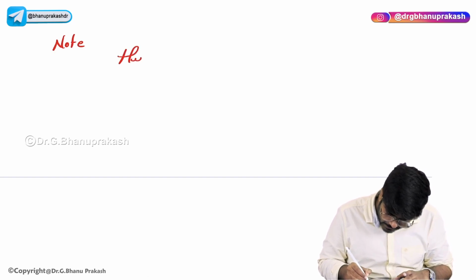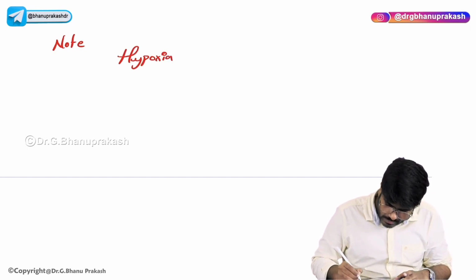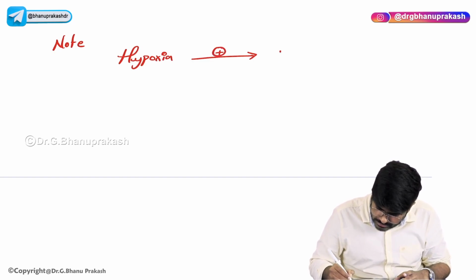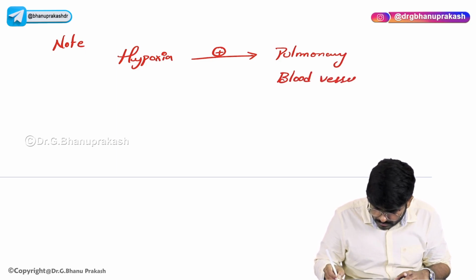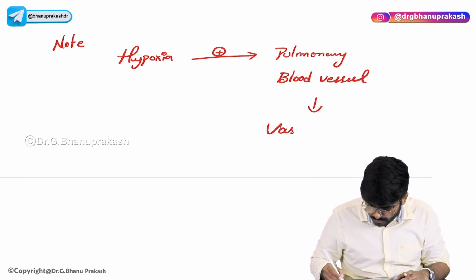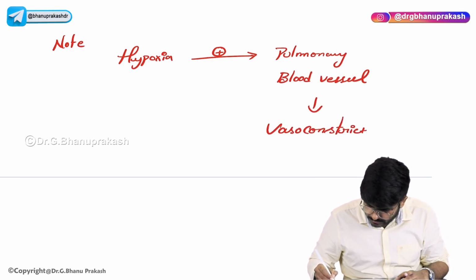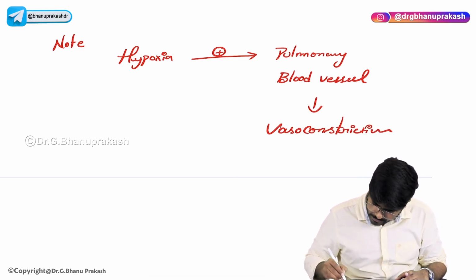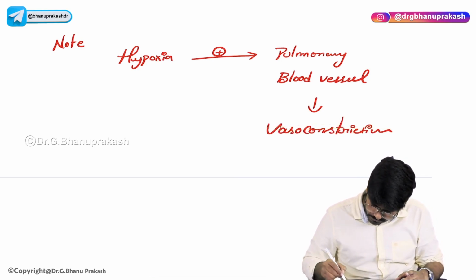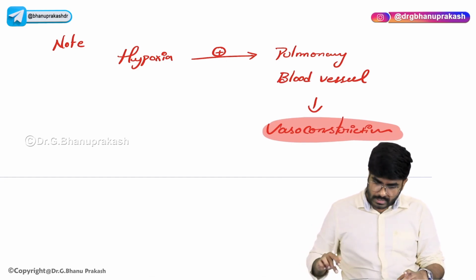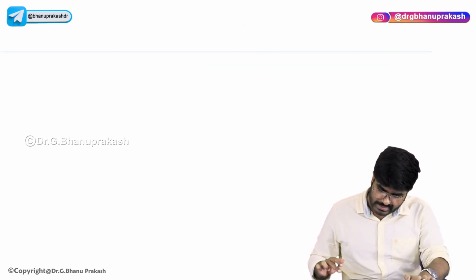Note: hypoxia will cause pulmonary blood vessels to undergo vasoconstriction. There will be pulmonary vasoconstriction seen. Important point. Now, how is this pulmonary vasoconstriction mediated?